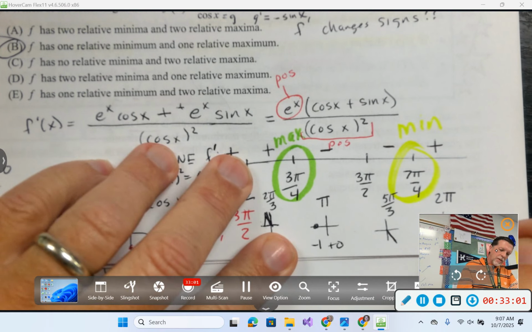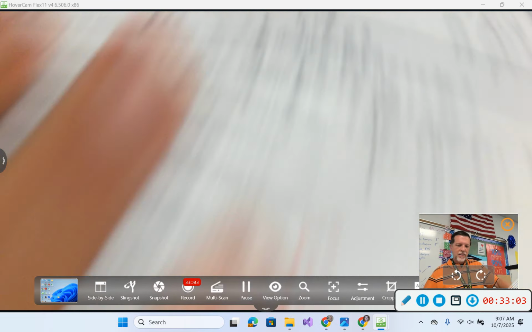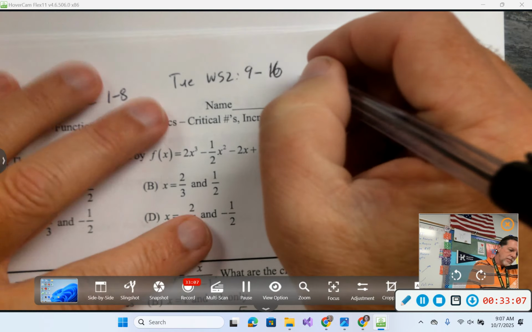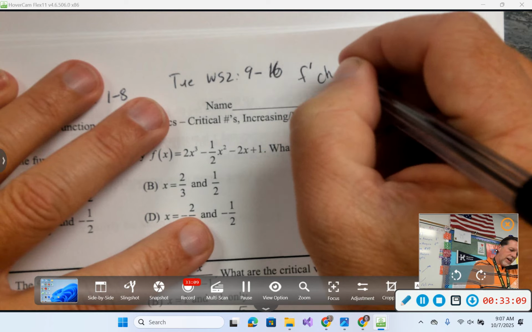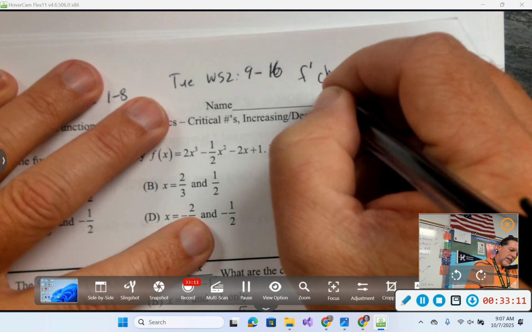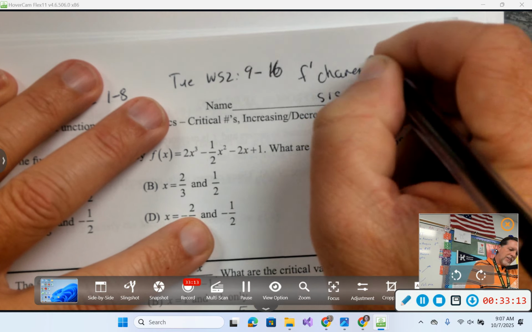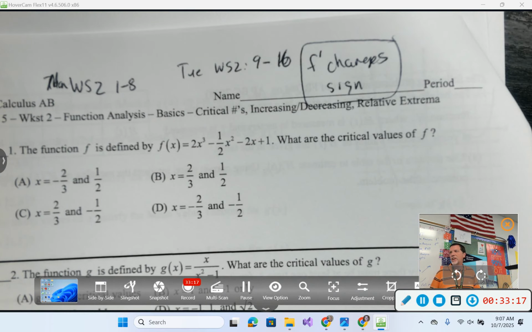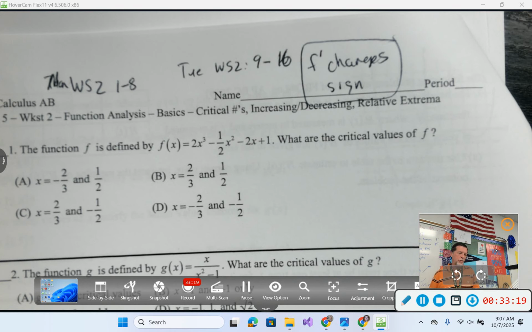All right, today's assignment, worksheet 2, the rest. Worksheet 2, 9 through 16. And all we're worried about, I say this like it's easy, but from a calculus standpoint, all we're worried about is where does f prime change signs. The hard part is all the algebra that goes with it.